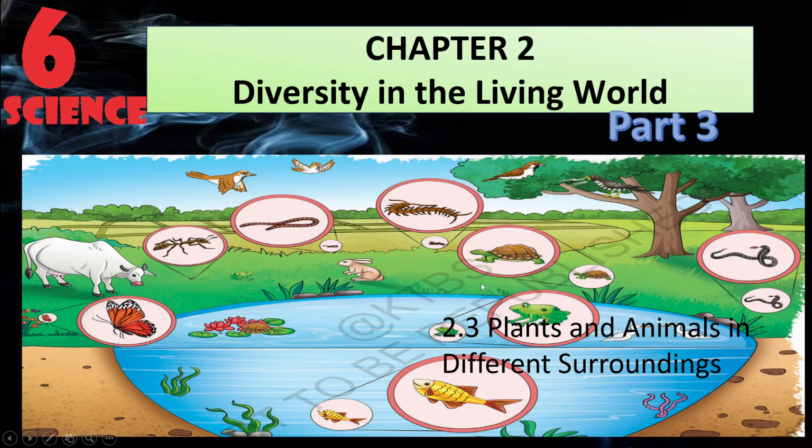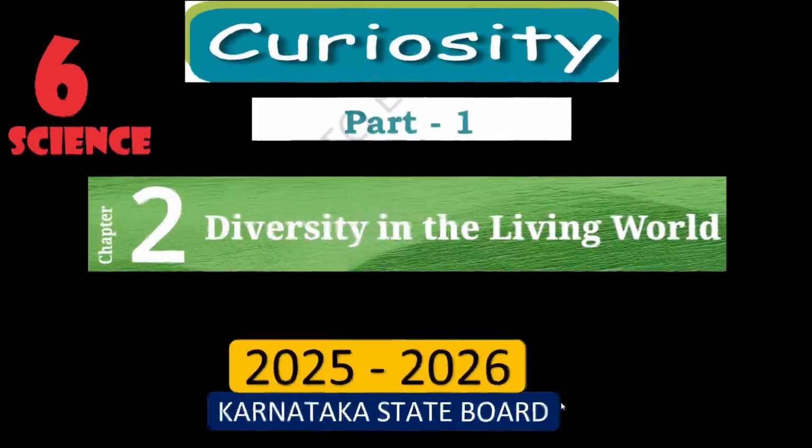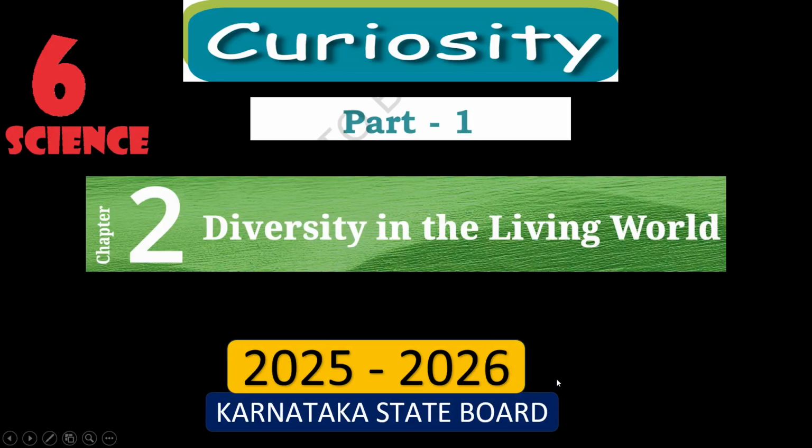Welcome. Sixth Standard, Chapter 2, Diversity in the Living World, Part 3, 2.3 Plants and Animals in Different Surroundings. This is the Curiosity Part 1 textbook as per the 2025-2026 Karnataka State Board syllabus.